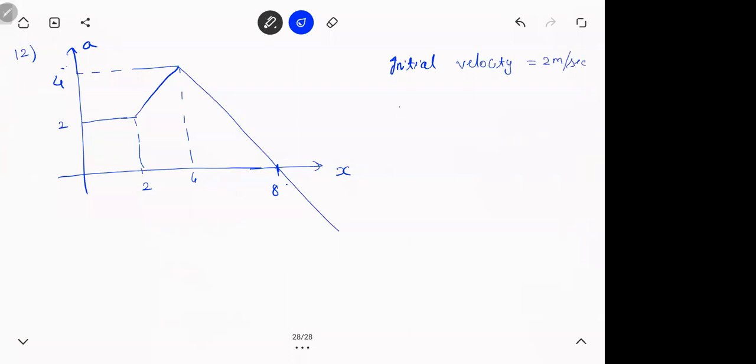Initial velocity 2 meters per second. Find the speed at x is equal to 8. That's it. That's the question. AX graph is given. Initial velocity is 2 meters per second. Speed at x is equal to 8 meters. Find the speed. Now, just in case, the area under AX graph is (v square minus u square) by 2. Here the result you should know.